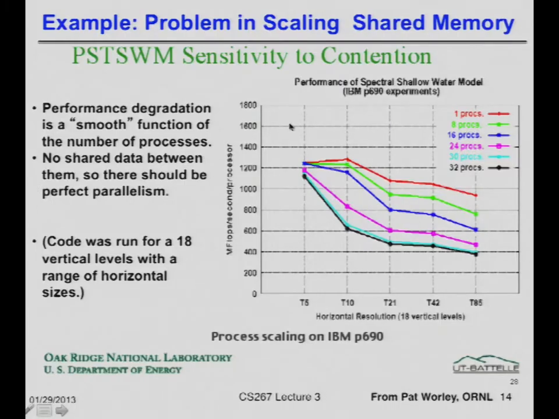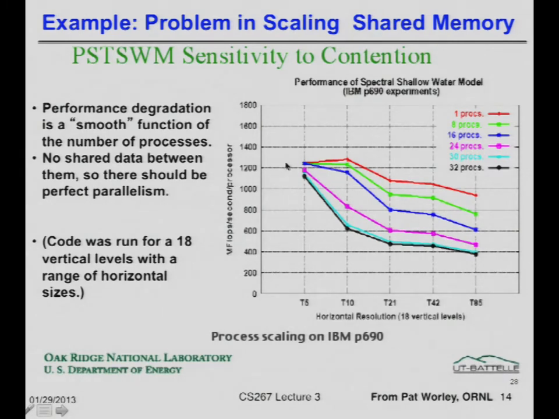Even though they're not trying to share data, they're all trying to get to memory to get to stuff that doesn't fit in their local caches. So let's just see what the data tells us. Here is a plot. The horizontal axis is the size of the data set. It's the horizontal resolution of the climate model, so as you go to this side, it's bigger and bigger. The vertical axis is the speed per processor.